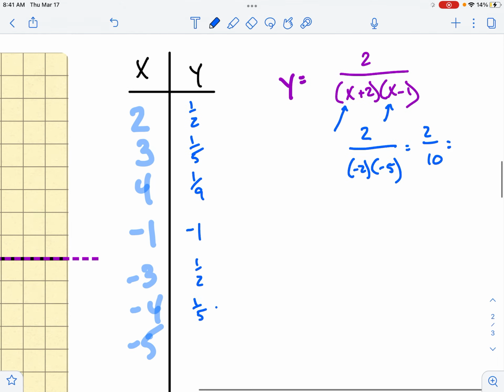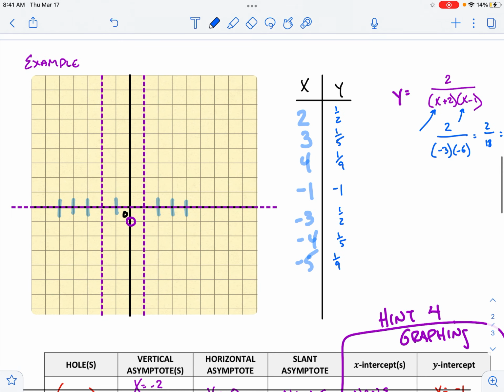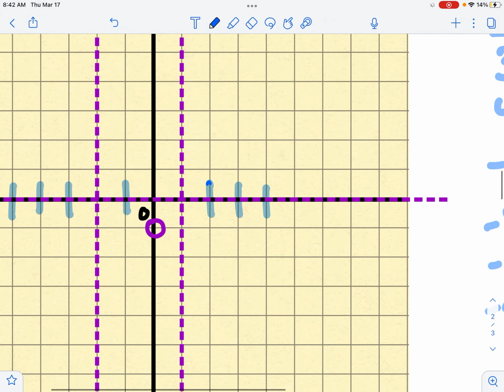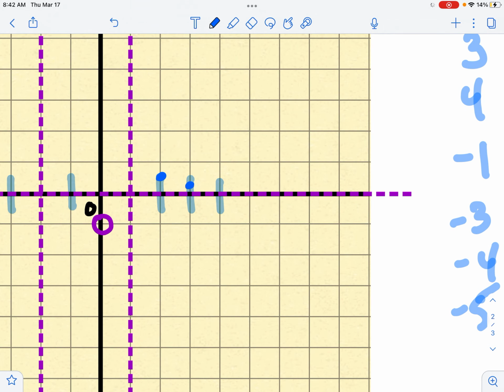So positive and positive. And look at this again. I'm starting to feel like there might be something going on here. Let's do one more and see if what we've put in gives us enough information. Let's put the -5 in. -5 plus 2 is -3. -5 minus 1 is -6. That's an 18, and that's a 1/9. Once again, I don't know if I'd call it symmetry, but I'm seeing some patterns here. So let's graph what we have and see if it's enough information. 2 and 1/2 looks like it's here. 3 and 1/5 is probably going to be something like this.